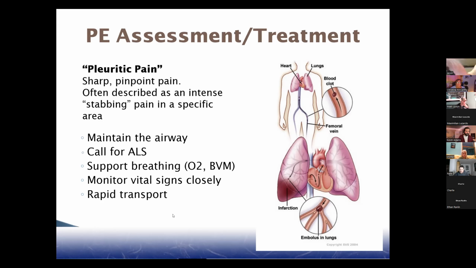We can really support the breathing and monitor their vital signs, call for ALS, but even then there's not many medications or anything like that that ALS can use to fix this. This is one of those times we assess, we monitor, we load and go. Because it can lead to a sudden death.